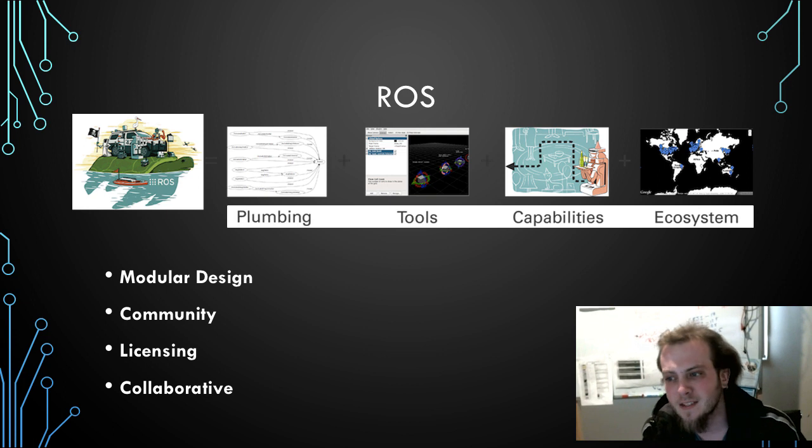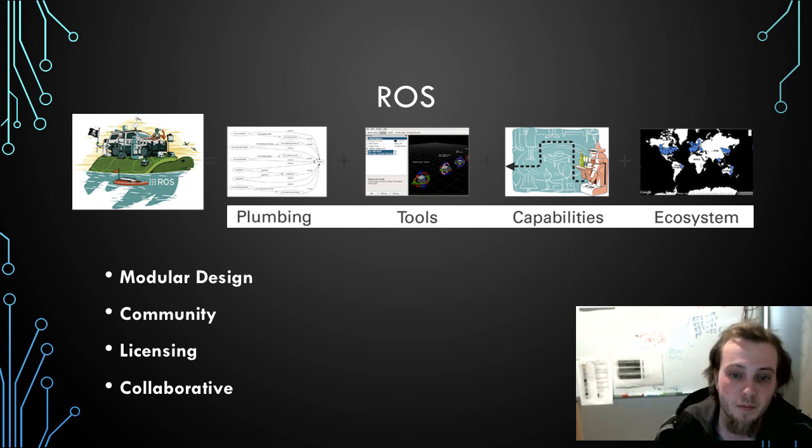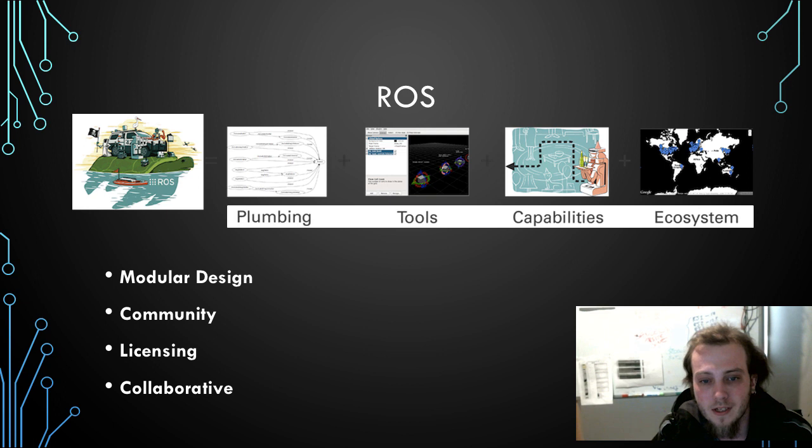So, as I said, we'll be looking at ROS, which is Robotic Operating System, and ROS can be broken up into plumbing, tools, capabilities, and ecosystem, as shown on the slide. The plumbing is the communication infrastructure that ROS provides at its lowest level. This allows different functions, processes, computers, and robots to communicate with each other.